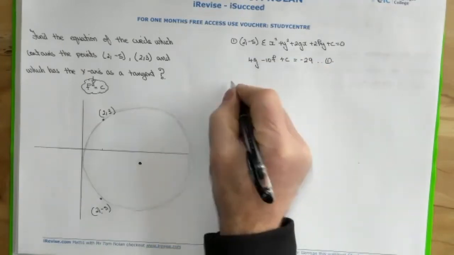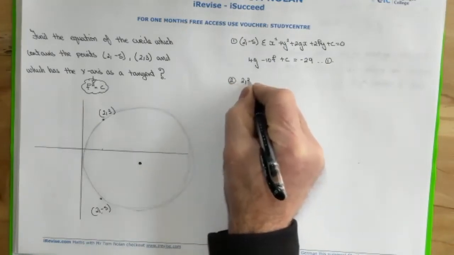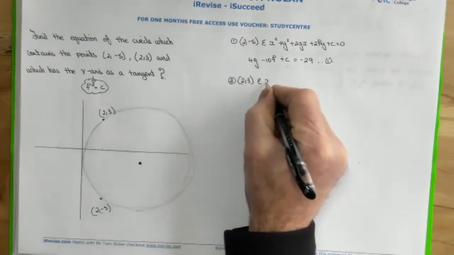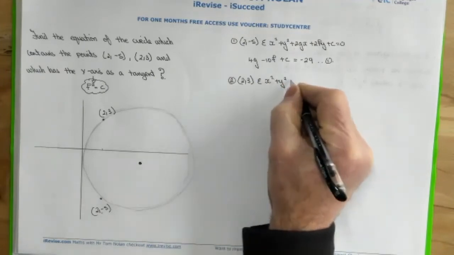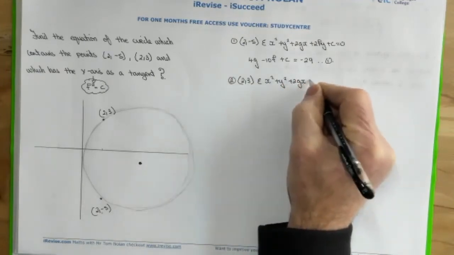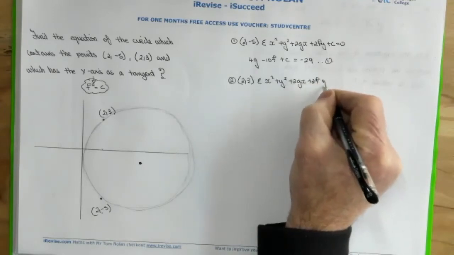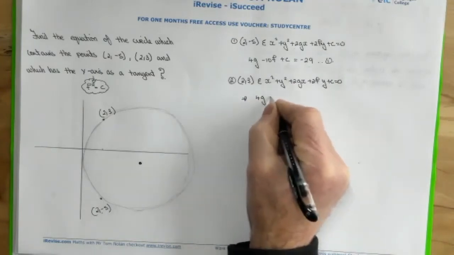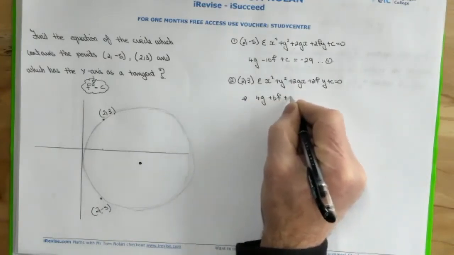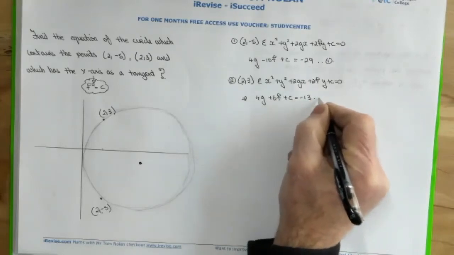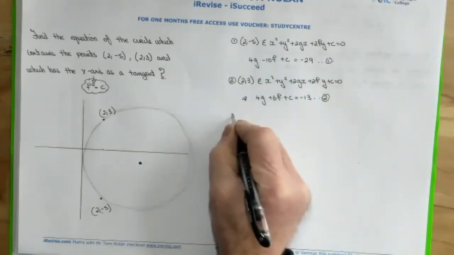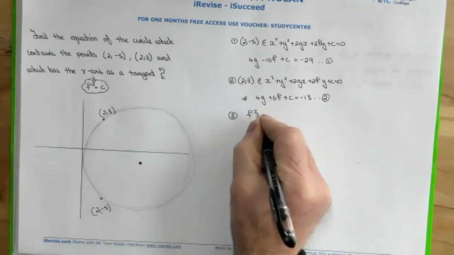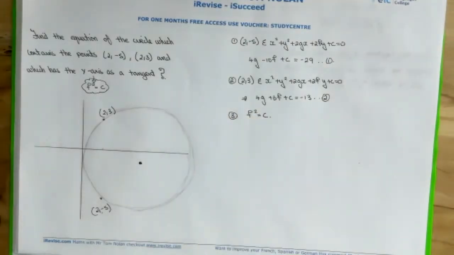If I'm wrong, tell me. The second one: I know that (2, 3) is an element of x squared plus y squared plus 2gx plus 2fy plus c equal to 0. And I'll get 4g plus 6f plus c equal to minus 13. And my third equation is, I know that f squared is equal to c, which is the same thing as c is equal to f squared.